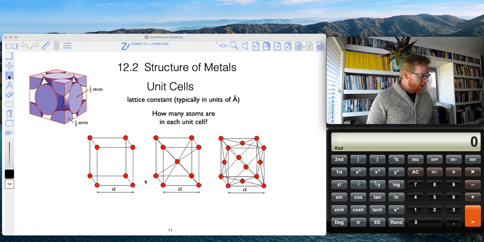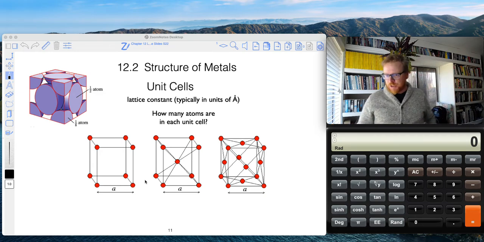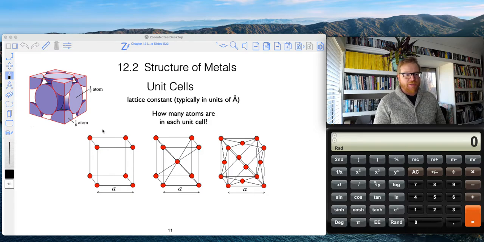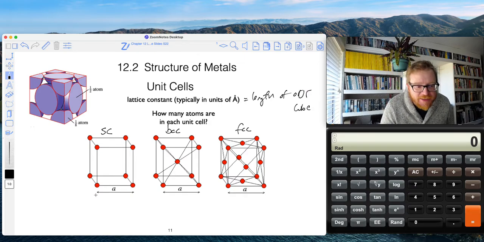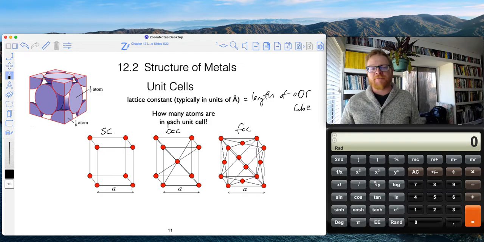Okay, so let's first talk about each of our unit cells that you're responsible for in this class, which is our simple cubic, our body-centered cubic, and our face-centered cubic. Okay, and this A right here we can see is what we call our lattice constant. And that lattice constant is simply the length of our cube. Okay, so here you can see this letter A is signifying the length of that cube.